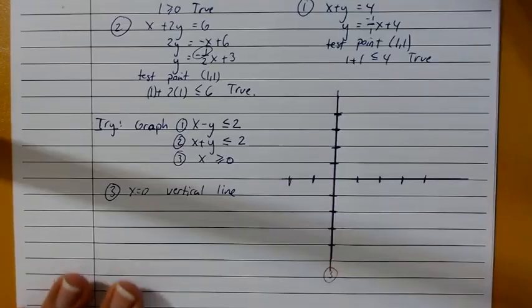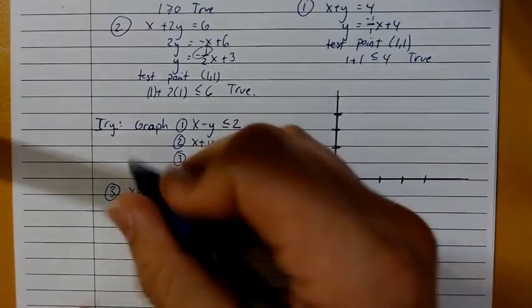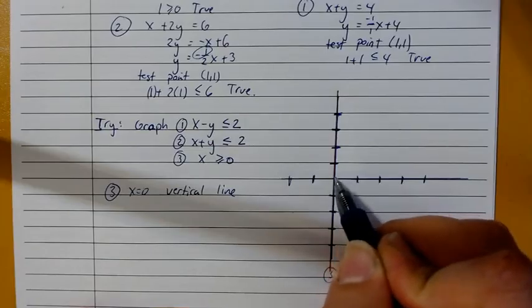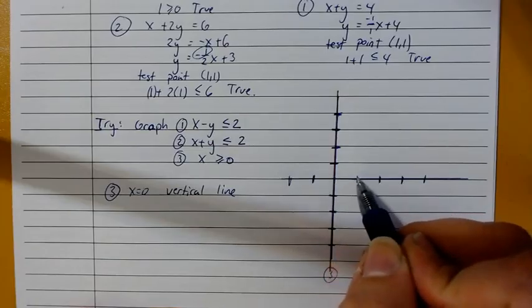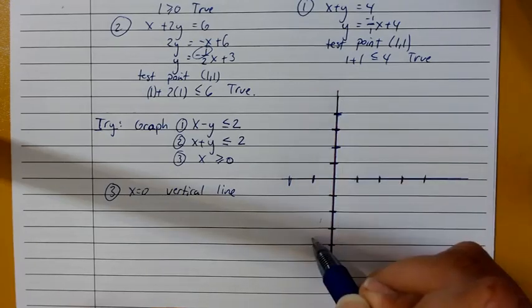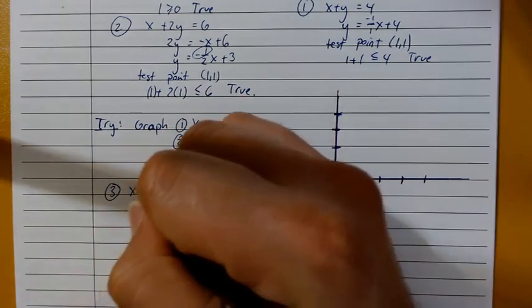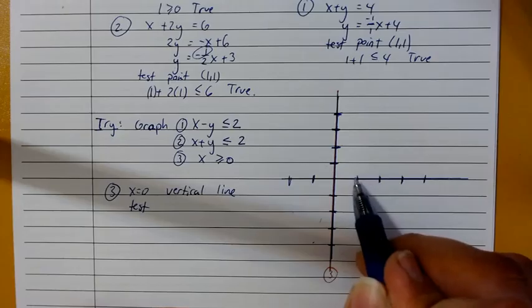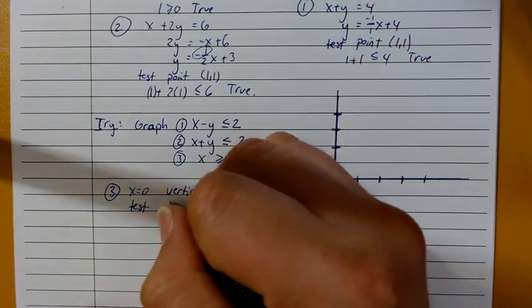All right, well, we need a test point. Can't use 0, 0 because that's lines going through the origin, so we can use maybe 1, 0 or 1, 1 or really any point as long as it's not on this line. So for my test point, I think I will choose 1, 0 because that's definitely not on that line.